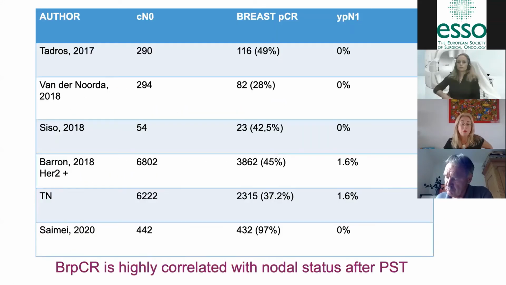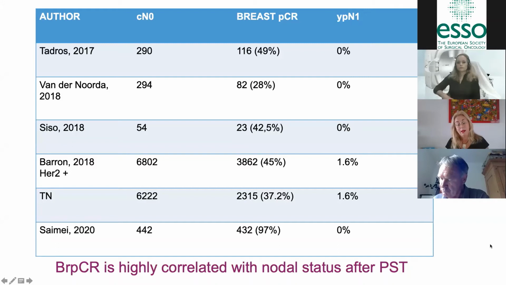And even more, we have seen that in those tumor subtypes like HER2 positive and triple negative, the breast PCR, so the pathologic complete response in the breast, is highly correlated with the nodal status. So in those patients with a clinically negative axilla and a pathologic complete response in the breast, the risk of having any positive sentinel node is so low.